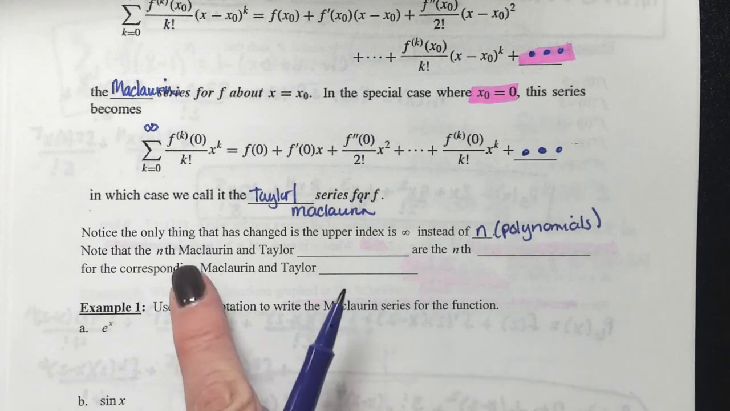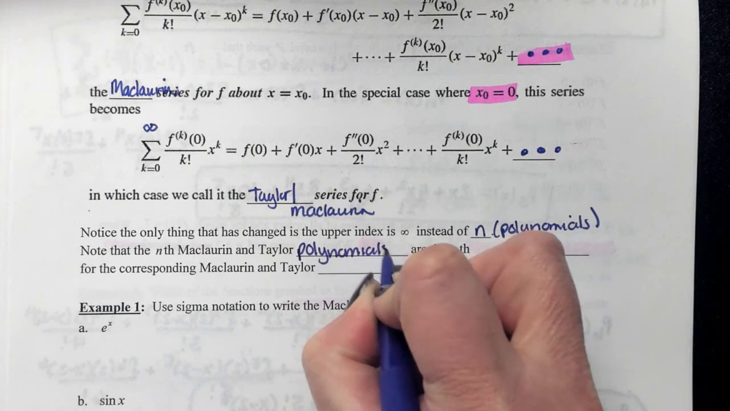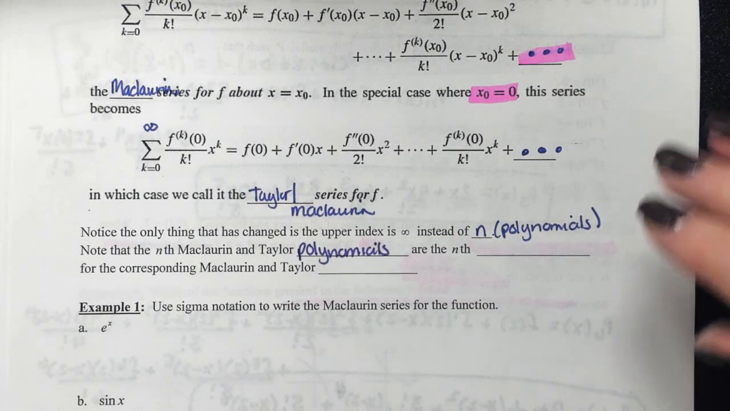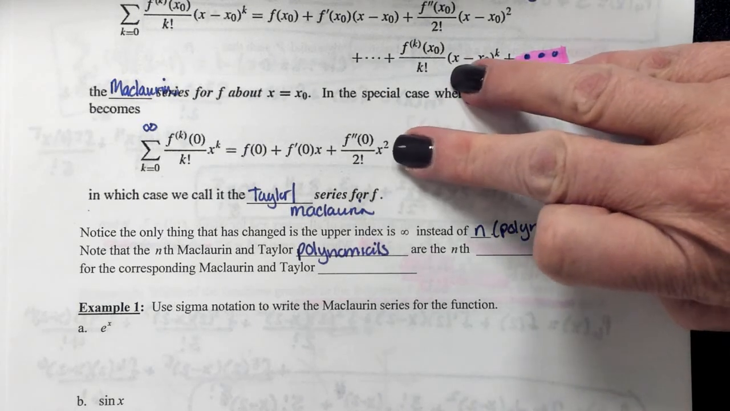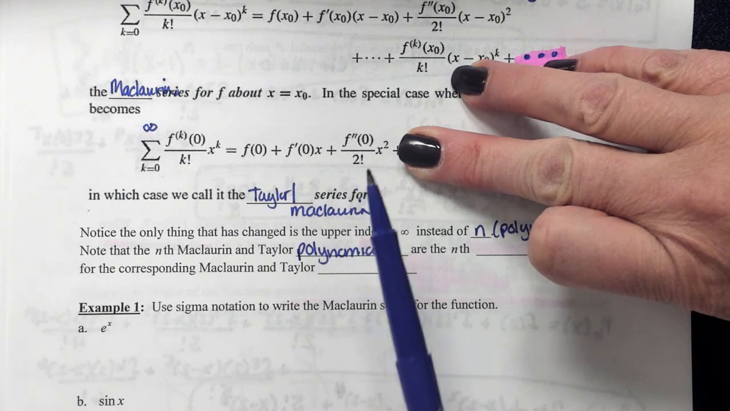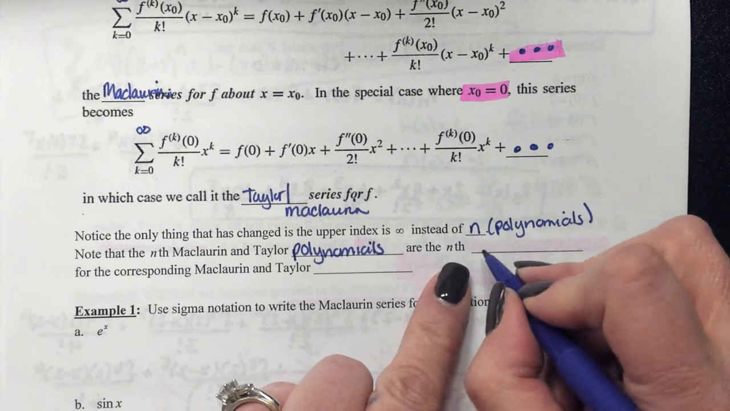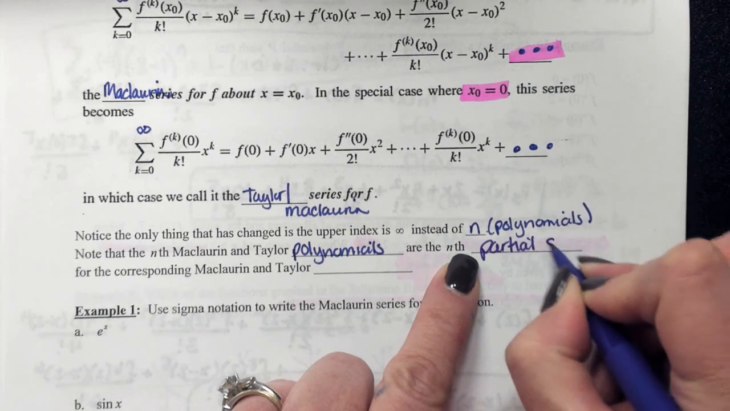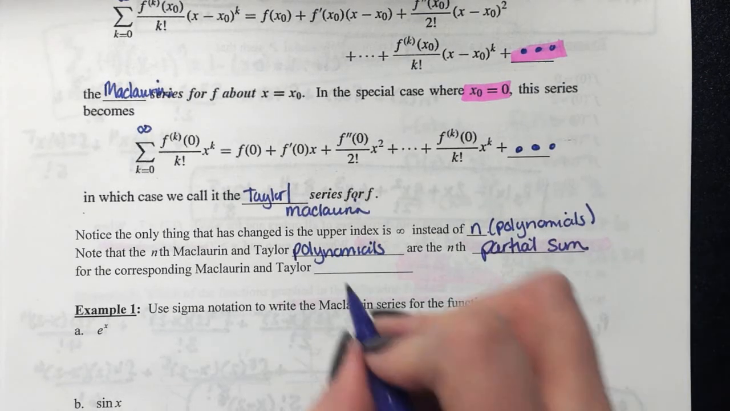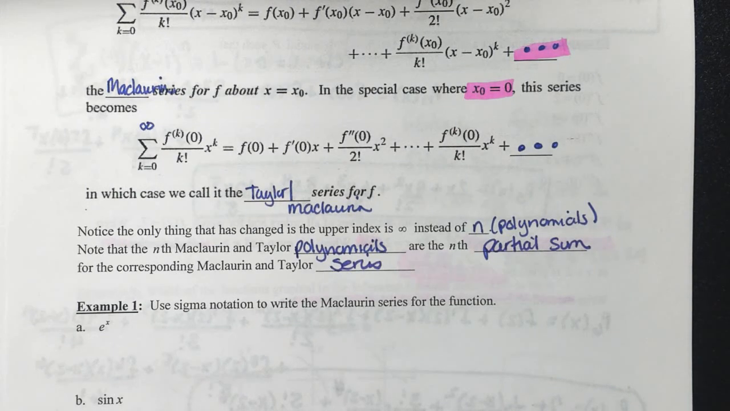When you have the nth Maclaurin and Taylor polynomials, for example, instead of having the series, if I was to stop with the second degree, this is what we call a partial sum of your Maclaurin or Taylor series. So when you're looking at a Maclaurin or Taylor polynomial, you're looking at the nth partial sum of the corresponding Maclaurin or Taylor series. Wherever you end it, that is the partial sum for the series.